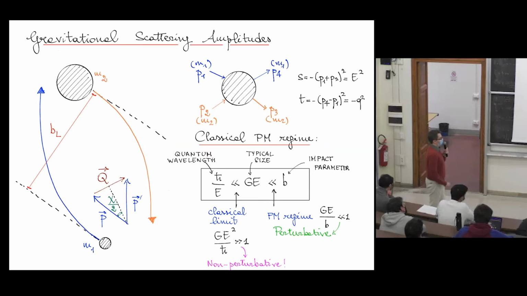So the regime in which we want to extract information from this amplitude is, first of all, we want to be in a classical situation. So the quantum wavelength of these bodies, say h bar divided by the energy or the mass, should be much smaller than their typical sizes in order to suppress all quantum interference effects. And this is indeed the classical limit. And in order to guarantee that we are in the PM, post-Minkowskian regime, we also need this length scale to be much smaller than the impact parameter b of the process. So again, this typical distance.